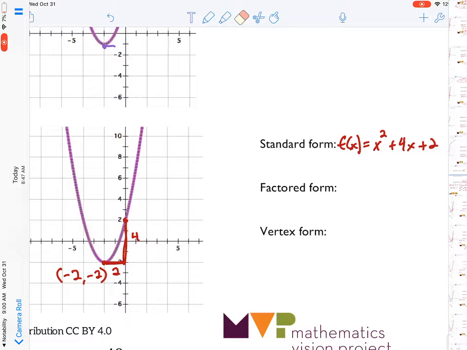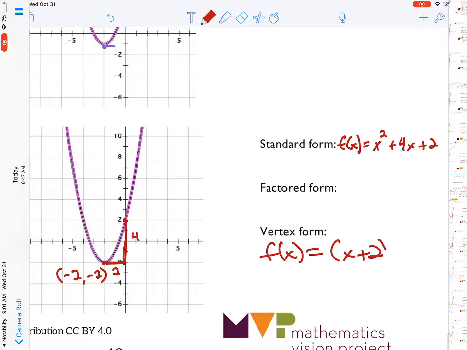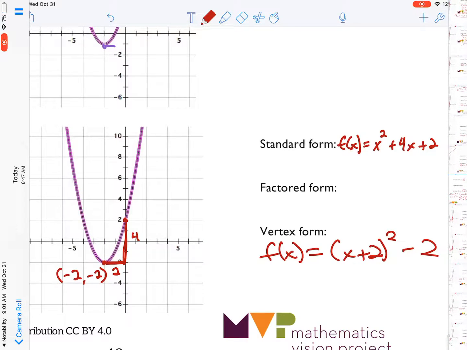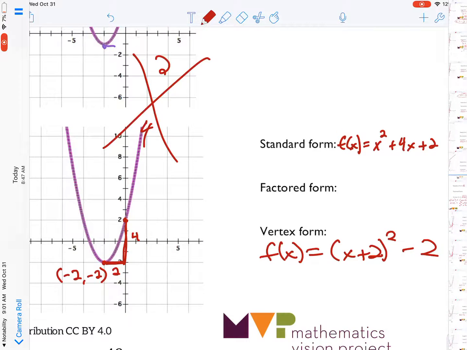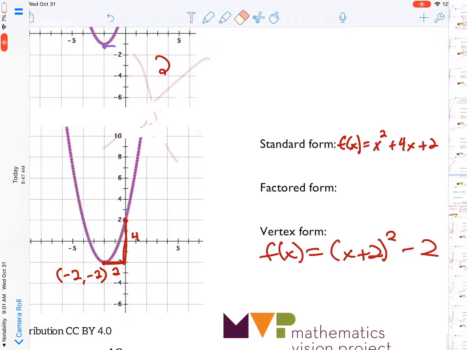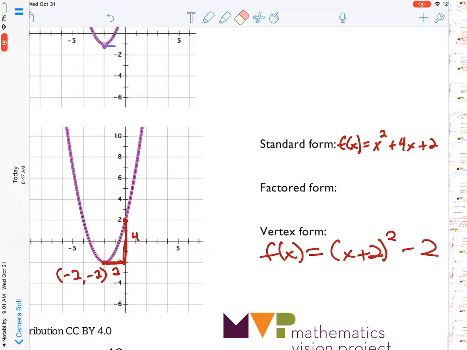Okay, oops, I just erased vertex form though. So let me put that back in here. Okay, so for factored form, we would try to go like this and find something that multiplies to 2 and adds to 4. And there are no such whole numbers that do that. So it seems like we're kind of stuck. Just because the factored form isn't whole numbers, that doesn't mean that there isn't a factored form with numbers that are not whole numbers. So this is where we need a little assistance today in what to do.